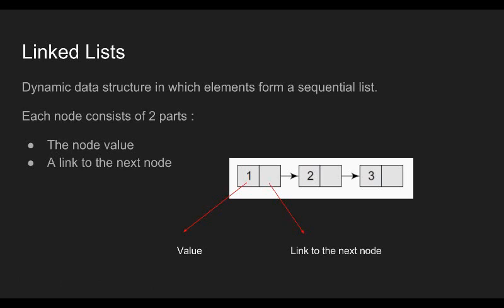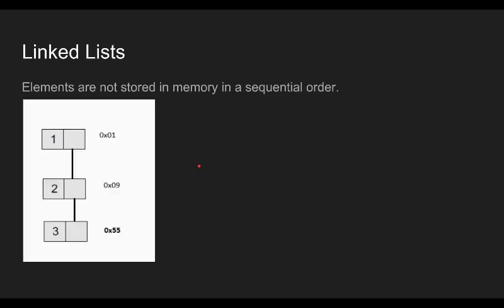Basically, a linked list is a dynamic data structure in which elements form a sequential list. Each node consists of two parts: the node value, which can be an integer, character, string, whatever, and the other part is a link to the next node. It's just a pointer that points to the address of the next node, and so on.